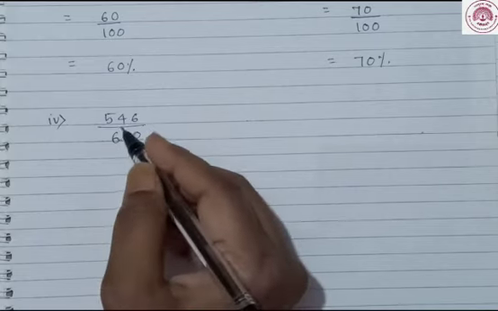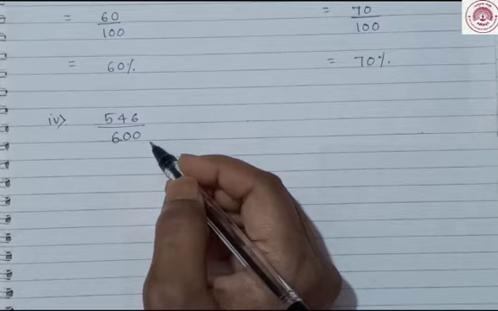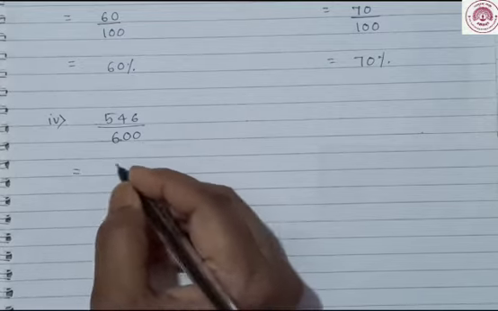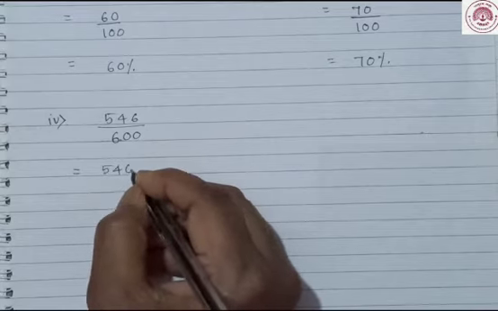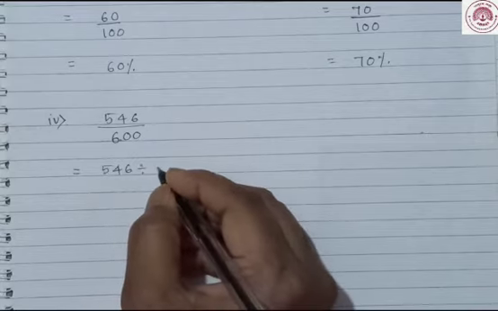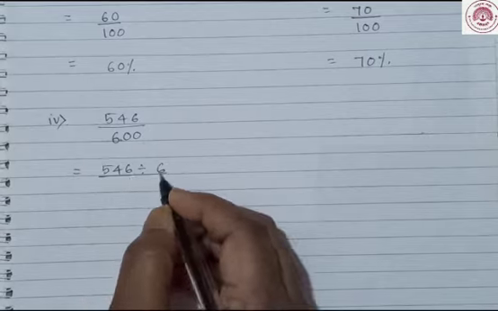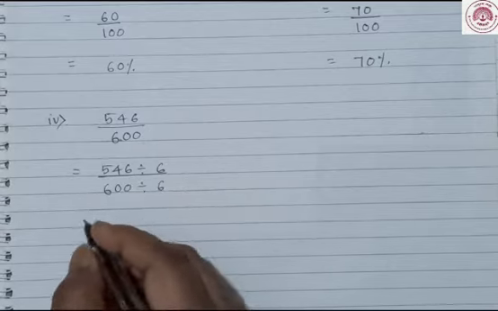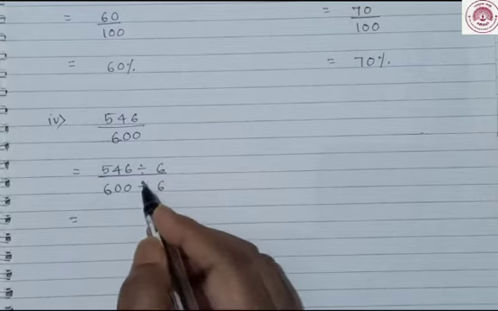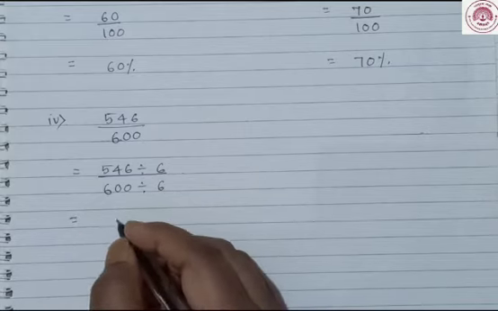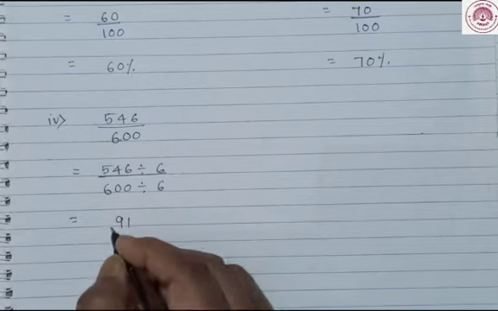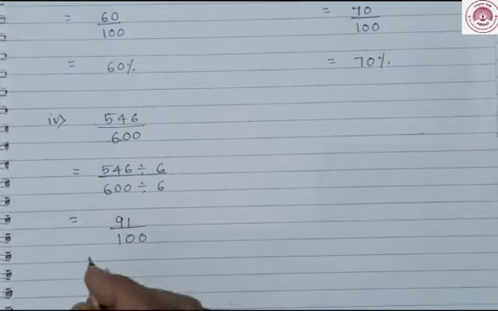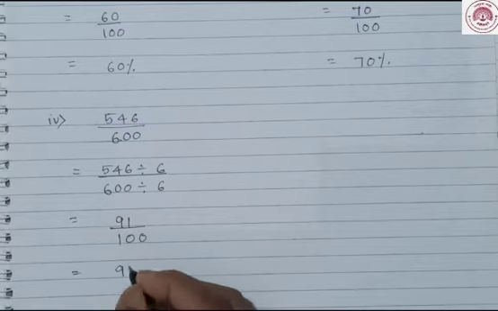So now dividing both numerator as well as denominator by 6. So we will get, this is equal to 546 divided by 6 and 600 divided by 6. So 546 divided by 6 is 91. So 91 it is. And 600 divided by 6 is 100. So this is equal to 91%.